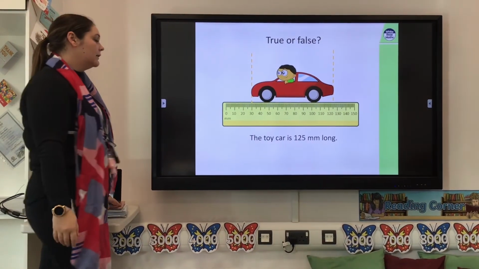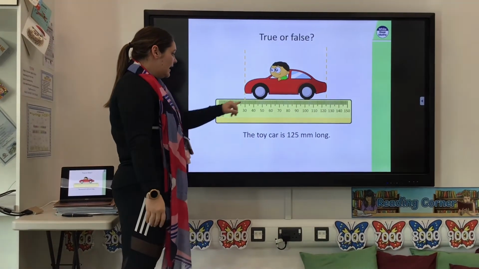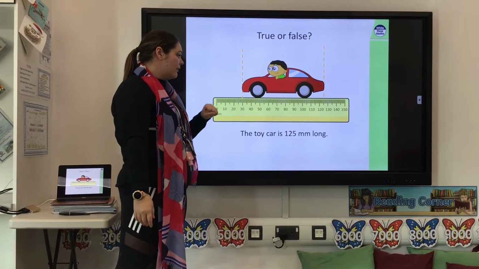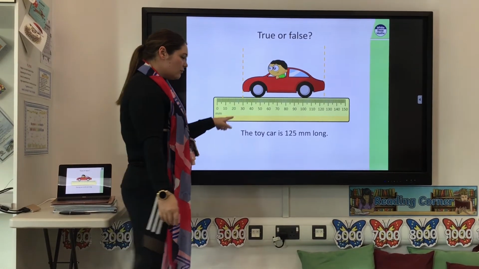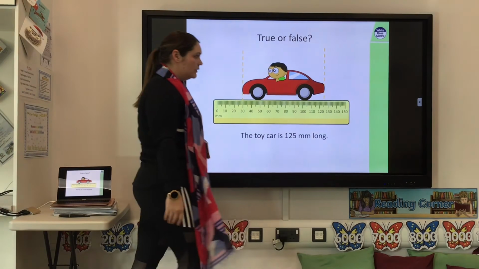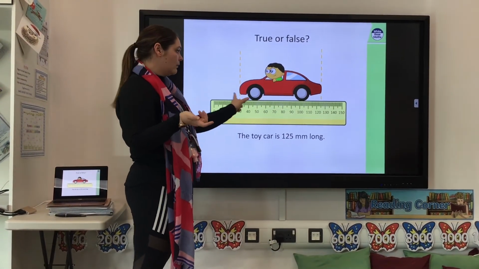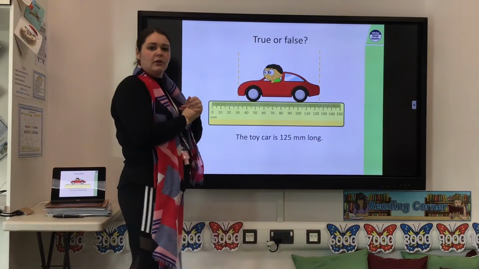I think he has missed one of the main rules in that. You know the main rules that you were talking about at the beginning? He hasn't started measuring his toy car from the 0. He started measuring from the 30 millimetres. So he's not right. It's not 125 millimetres long. He would be false. Could you still work out, Mrs. Upchurch, how long the toy car is? It's still on a ruler.